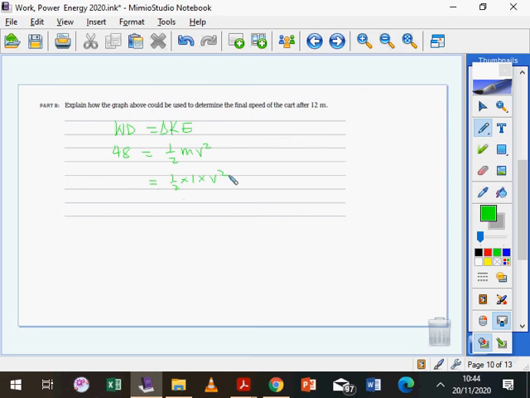Now, that's how you get the speed, but the question asks you to explain. So in words, how would you explain that? That's the task that you have.